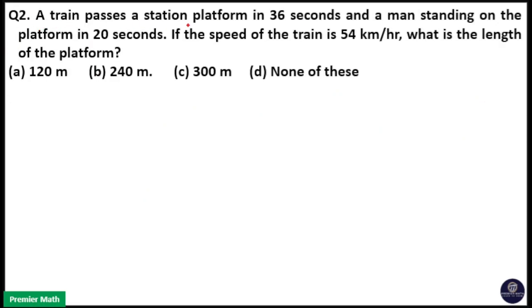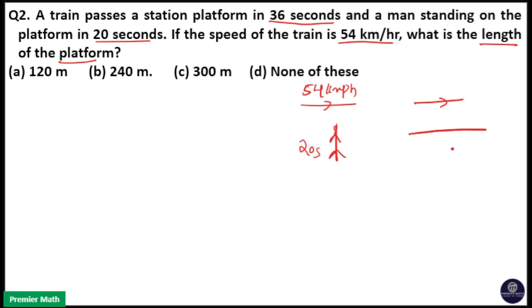A train passes a station platform in 36 seconds and a man standing on the platform in 20 seconds. If the speed of the train is 54 km per hour, what is the length of the platform? Here a train, length unknown, with a speed 54 km per hour, passes a man standing on the platform in 20 seconds. The same train passes a platform in 36 seconds. Here we need to find out the length of the platform here.